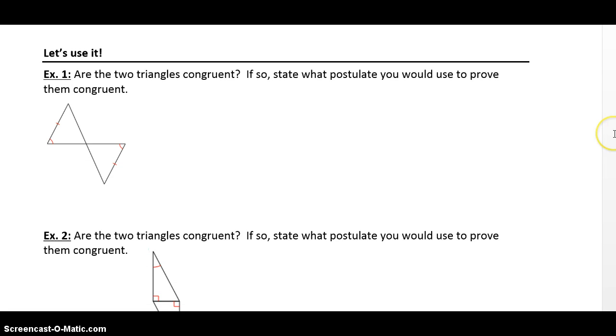Alright? So, all we're doing is looking for, do we have any of those ways to prove triangles congruent? Side, side, side, side, angle, side. And those 2 involve, do we have at least 2 sets of sides congruent? The others involve, do we have 2 sets of angles congruent and 1 side congruent? Okay? And they have to be in the correct order. So, are the 2 triangles congruent? If so, state what postulate you'd use to prove them congruent.